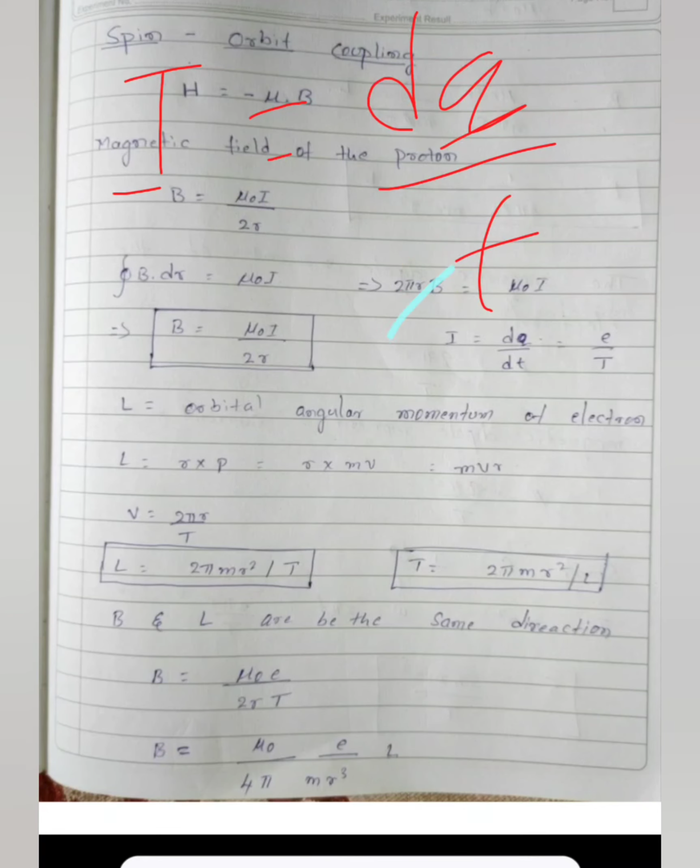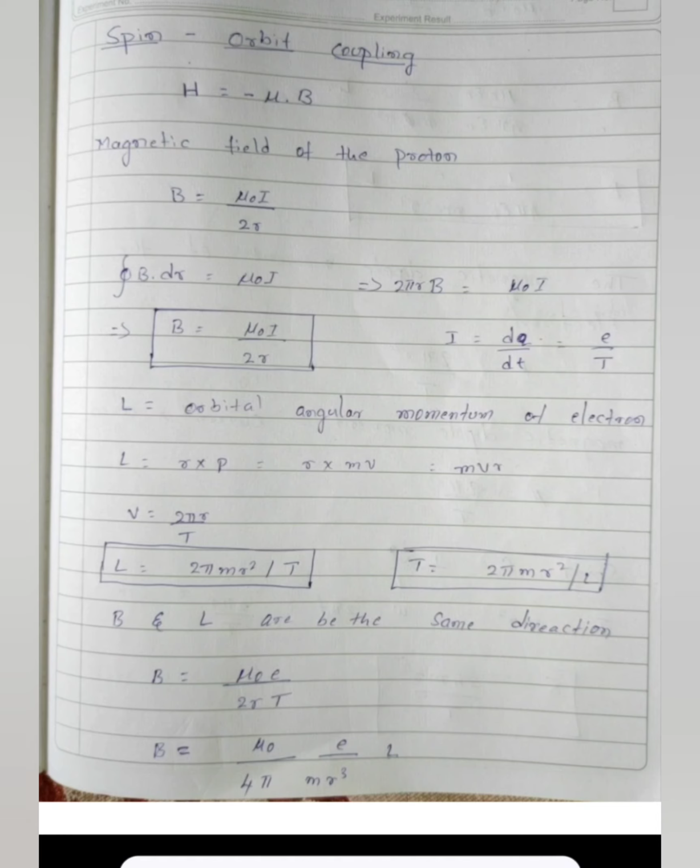Here, to calculate the magnetic field, we choose the Biot-Savart's law. You can see this is the Biot-Savart's law. The closed integral of B dot dr is equal to mu naught I. I is the current, mu naught you already know, is the permeability, and B is the magnetic field. So it is a closed integral.